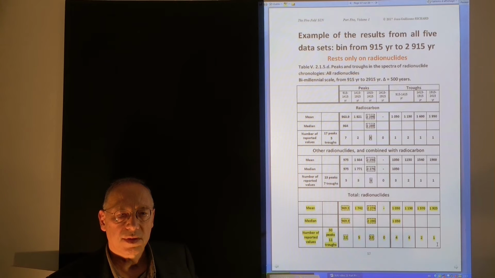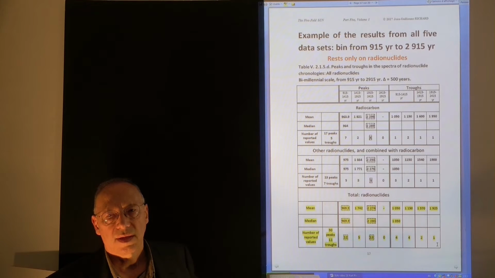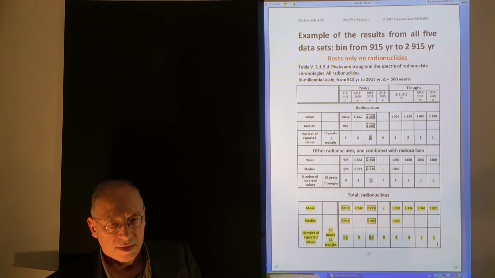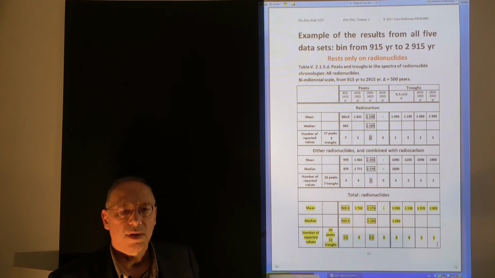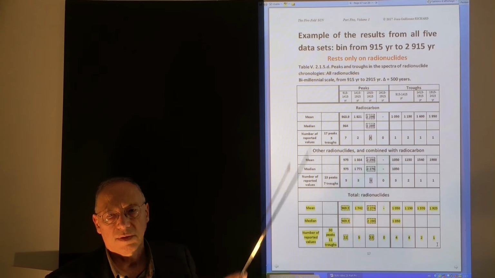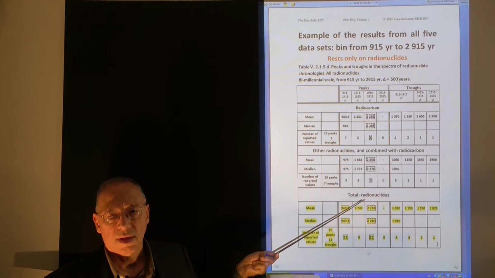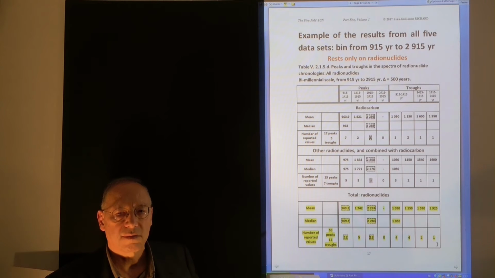Now we show an example of the results combined from all 5 category datasets: sunspot record, aurorae, etc., including all the radionuclides. But in the case of the bin that we will show as an example, from 915 years to 2,915 years, obviously we can rely only on radionuclides because there is no other record. So this table is a combination of the results from the radiocarbon record and from other radionuclides combined with the radiocarbon. We have such a category because it is given in the literature. And then we combine those two and we have a result for the ensemble, the total of the radionuclide records.